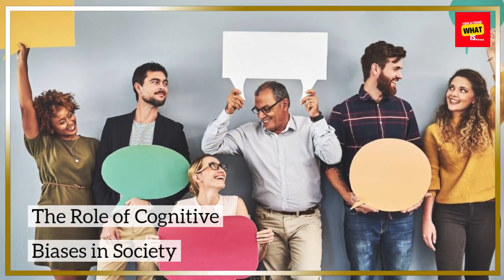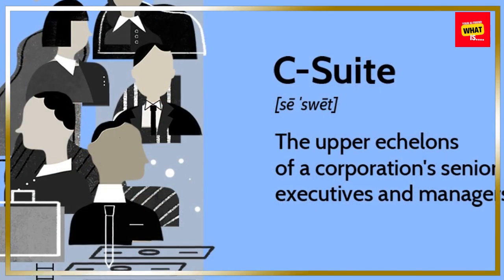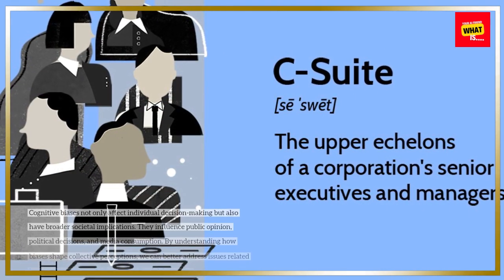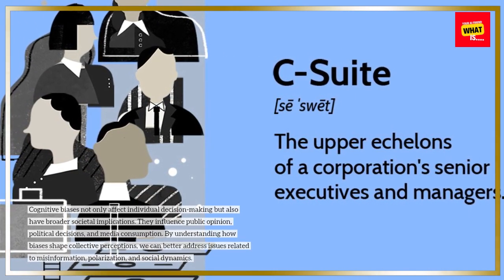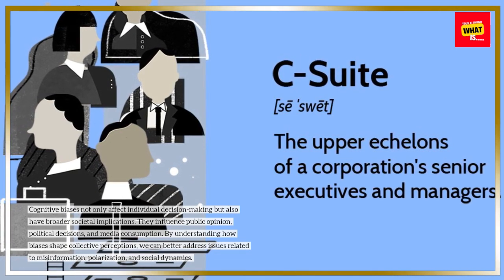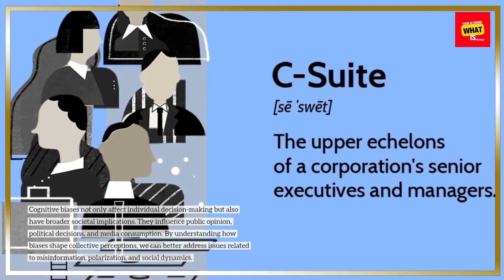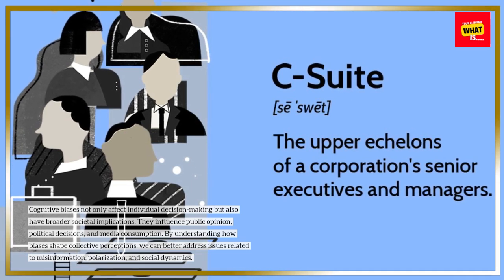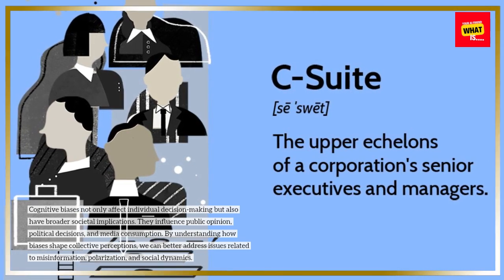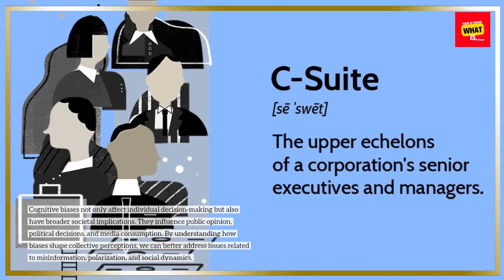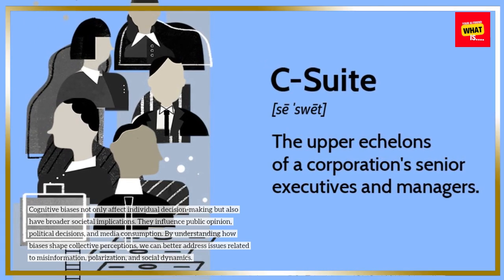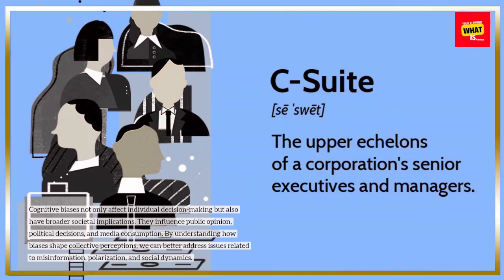The role of cognitive biases in society. Cognitive biases not only affect individual decision-making but also have broader societal implications. They influence public opinion, political decisions, and media consumption. By understanding how biases shape collective perceptions, we can better address issues related to misinformation, polarization, and social dynamics.